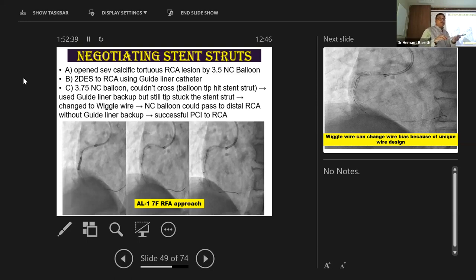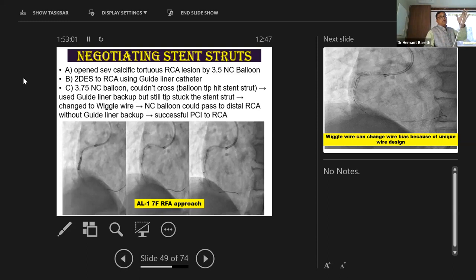Now the beauty of the Wiggle wire is that if, like, this is the vessel wall, and this is the stent strut which is protruding in, you put a normal wire or balloon, this wire gets stuck here or the balloon gets stuck here, and cannot go beyond this. But if you use a Wiggle wire, instead of hitting this, if you push, it will move away.